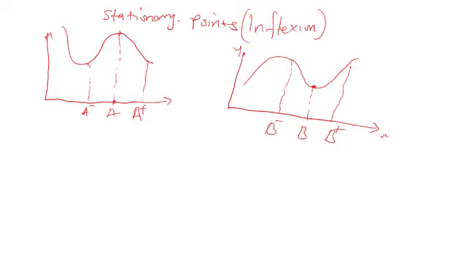So this point is called the stationary point, and this point as well is a stationary point, because it's in between. These two levels are of equal height, and these two levels as well are of equal height. So the middle point between them is called the stationary point. So this is our stationary point, and this point serves as a stationary point.